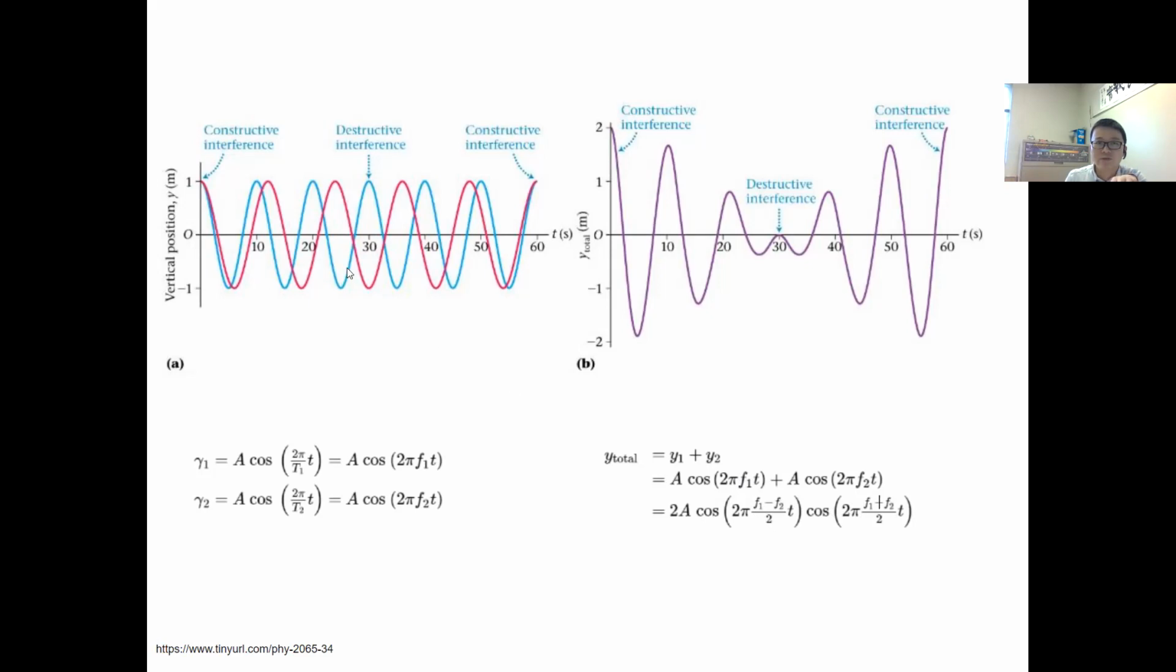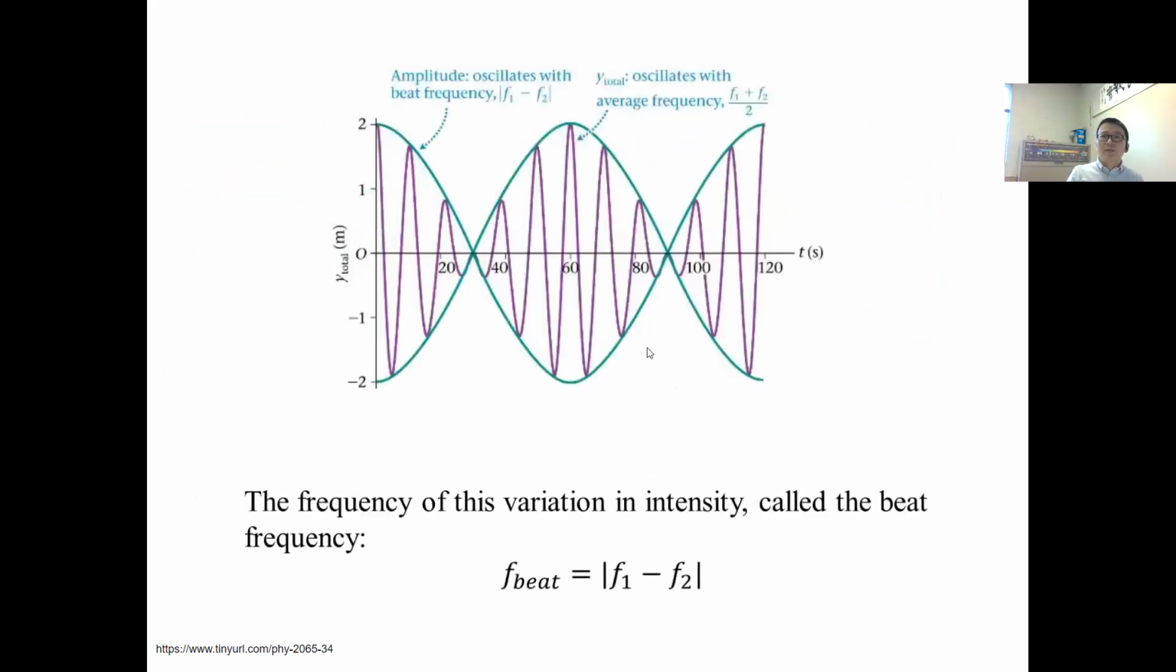So these two waves add up, and the result will be this. The amplitude changes periodically. This is called the beat frequency. The difference of the two frequencies is called the beat frequency, and it's the absolute value of the difference, so it doesn't matter which one is greater or smaller. The beat frequency is the absolute value of f1 minus f2. You can see the amplitude also oscillates as a sine or cosine function.